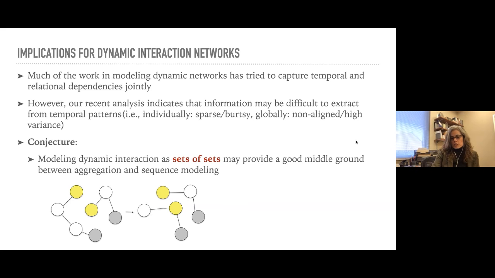So in this case, if we take this sequence of temporal graphs down at the bottom here and we look at node I, then what we would do is take that node's neighbor set at the different time points and put that into a set of sets.